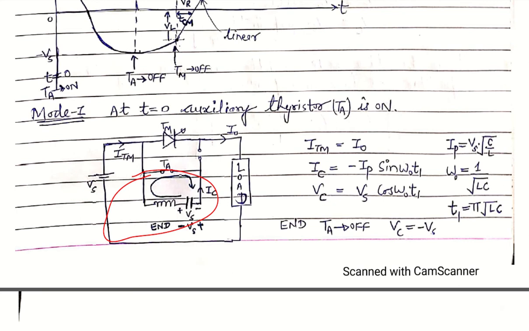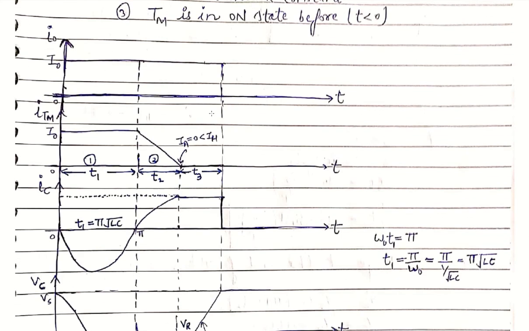So now we will see this first mode in the waveform. This is the output current waveform, having constant current I naught, which is a straight line as shown in the figure. Second is ITM, the main thyristor current. In this first mode, I naught is constant up to the T1 time, because the full current passes through the main thyristor to the load. So ITM equals I naught, and this is the charging current expression, which will be negative in sign: IC equals minus IP sin omega t. It is a sine expression but in the negative direction, because of the minus.